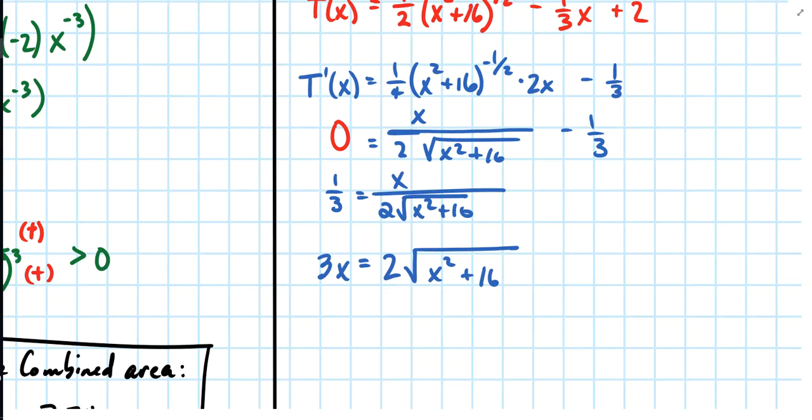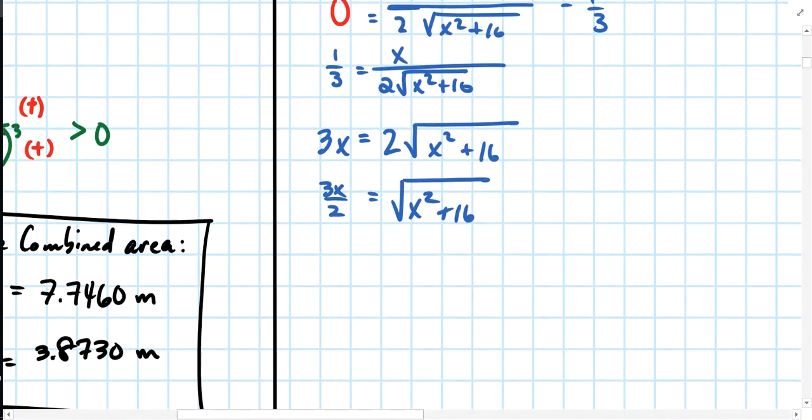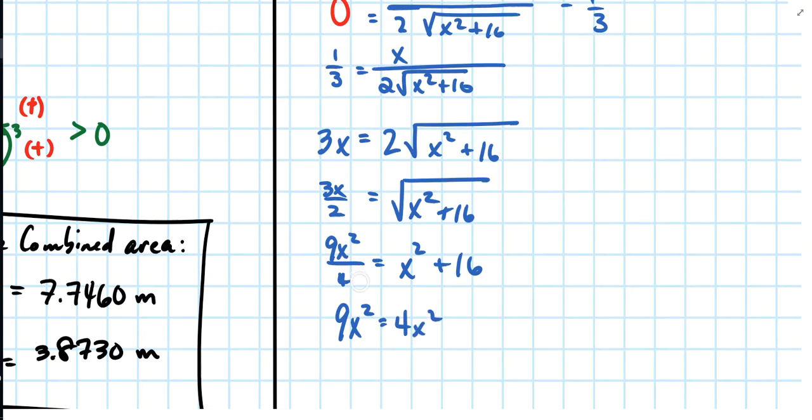And I can divide by 2 on both sides and have 3x over 2 equals the square root of x squared plus 16. I think at this point I would square both sides to eliminate the radical, and that leaves me with 9x squared over 4 equals x squared plus 16. I don't particularly like denominators, so I'm going to multiply both sides by 4. Call this 9x squared equals 4x squared plus 64. I just did that to move this over.